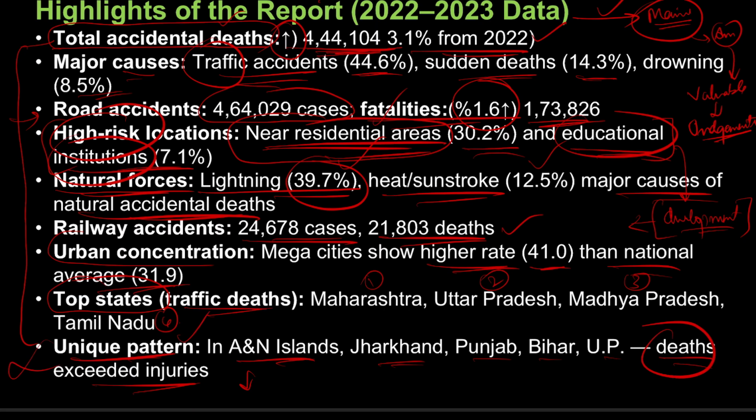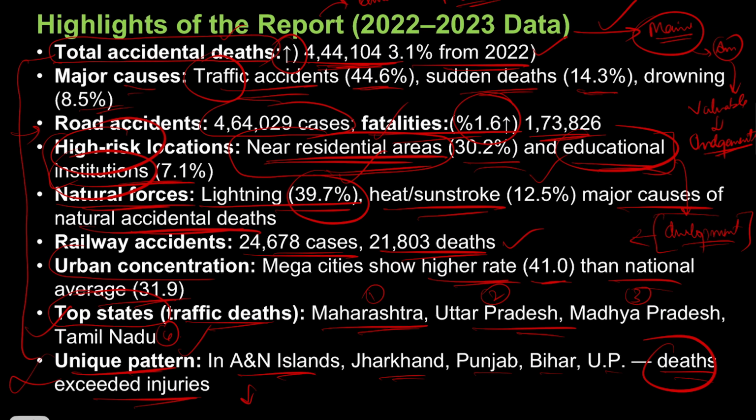Of course, this is not important for the examination, but from the exam point of view, just keep in mind these states, and also a few important data points with respect to natural deaths due to lightning and heatstroke, the major causes of natural deaths. You also have to keep in mind areas like high risk locations and the total accident deaths. If this data is ingrained within you, it would be very helpful for your mains examination.